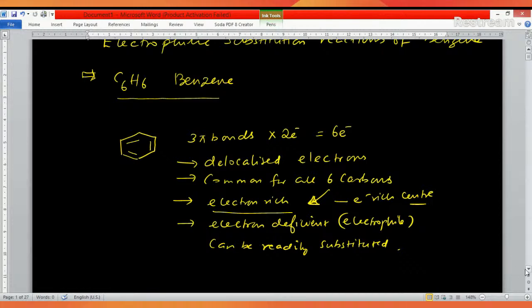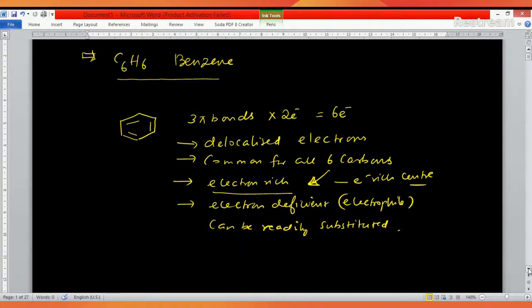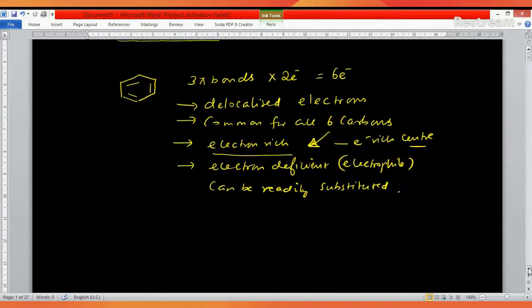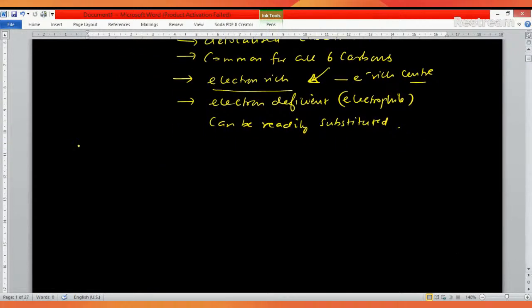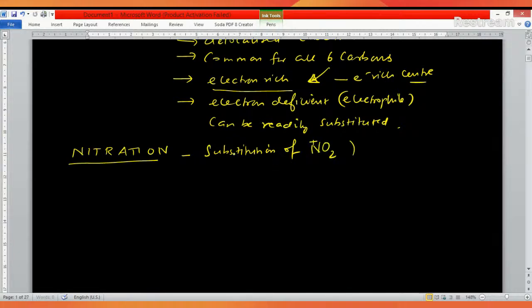In this category, the first one would be the electrophilic substitution of benzene, namely nitration of benzene. What's the meaning of nitration? Nitration means substitution of the nitro group, NO2 plus, in the benzene. So this electrophile is to be substituted.